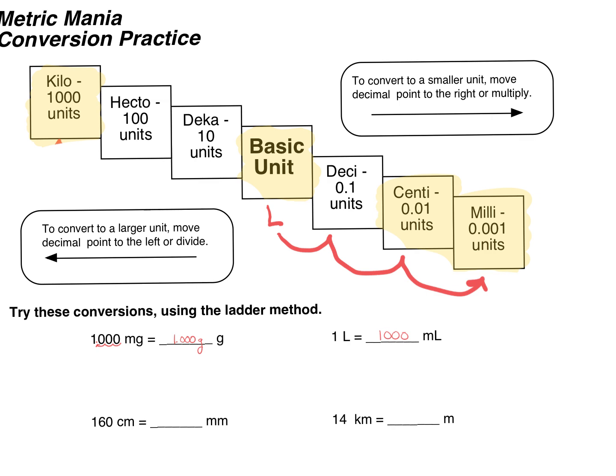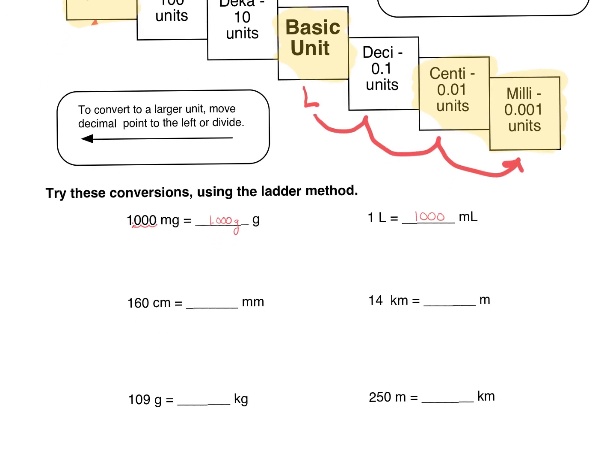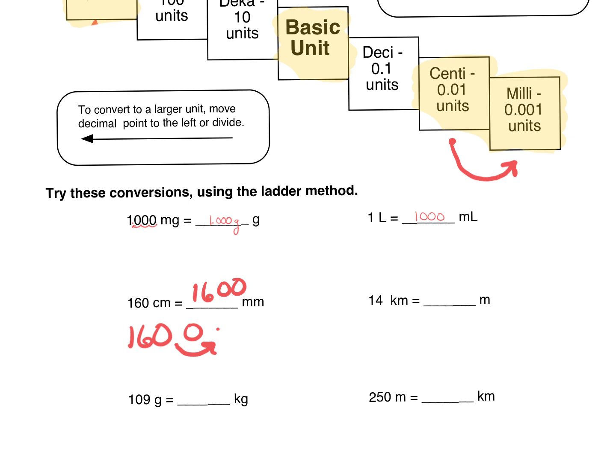Let's try another example. Let's go to 160 centimeters. We're going to convert to millimeters. We're going to go from centi to milli. Okay, we're going to move the decimal place once to the right. So looking at 160 and knowing that the imaginary decimal point is there, I'm going to move one decimal place over, and that is 1600 millimeters.